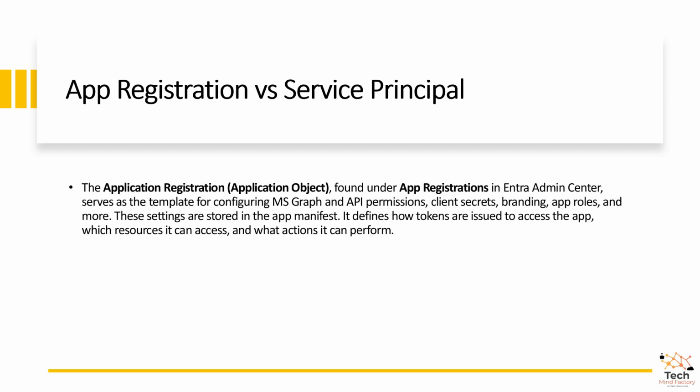So let's start with application registration. The application registration, or application object, found under the app registration section in Entra Admin Center, serves as the template for configuring MS Graph and your API permissions, client secrets, branding, app roles, and more. These settings are stored in the app manifest. It defines how tokens are issued to access the application, which resources it can access, and what actions it can perform. Okay? So we define this template using app registration.